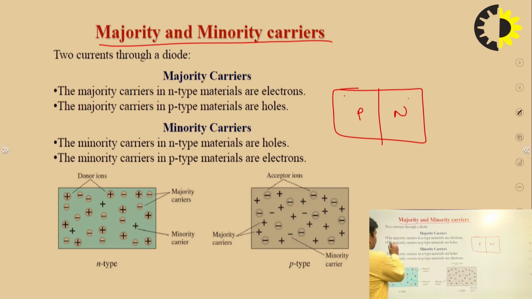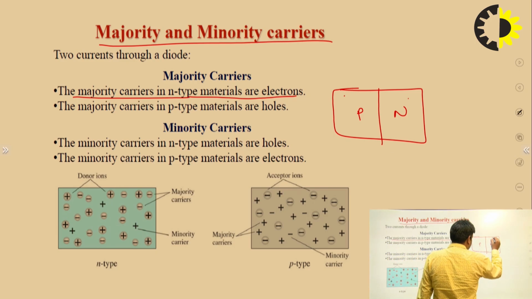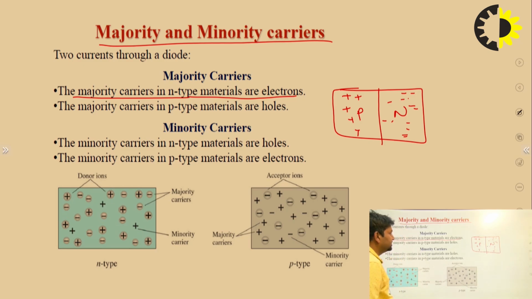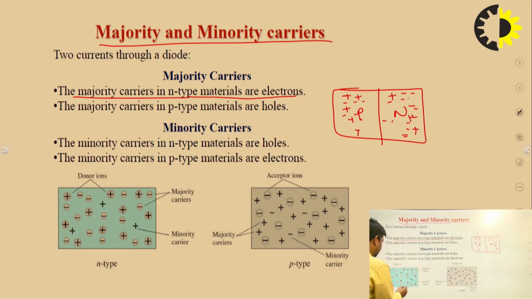So the majority carriers in n-type materials are electrons, but in the p-type, the majority carriers are holes, and the minority carriers are the opposites. On the n side, the minority carriers are holes and the majority carriers are electrons. In the n-type material, the majority carrier is electrons and the minority carrier is holes, because this n-type material is also called the donor material.